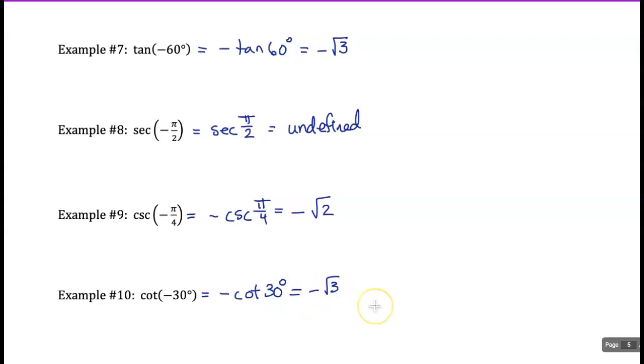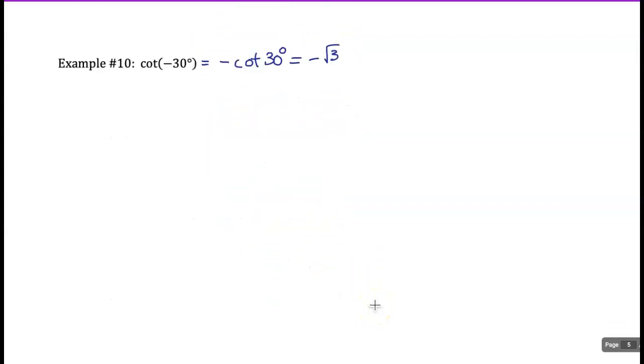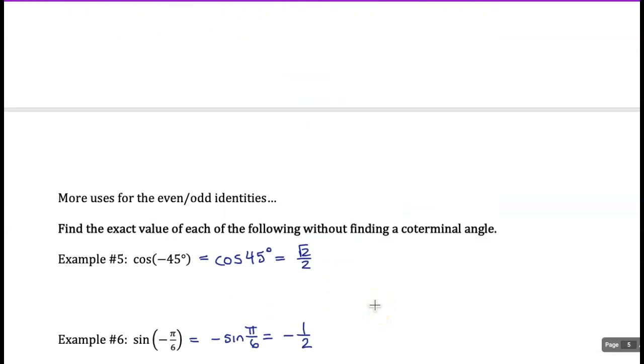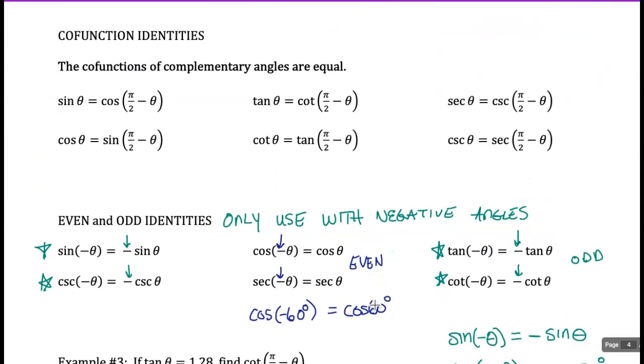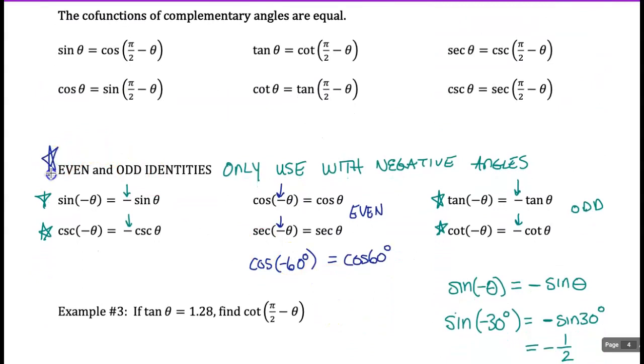Okay, so just so you know, where I'm getting all of those is if you look at your formula sheet, you have these even and odd identities right here. So you just have to look at them and see if a negative turns to the opposite or if the negative disappears because there's no negative here. Okay, so those are the ones that you should practice.